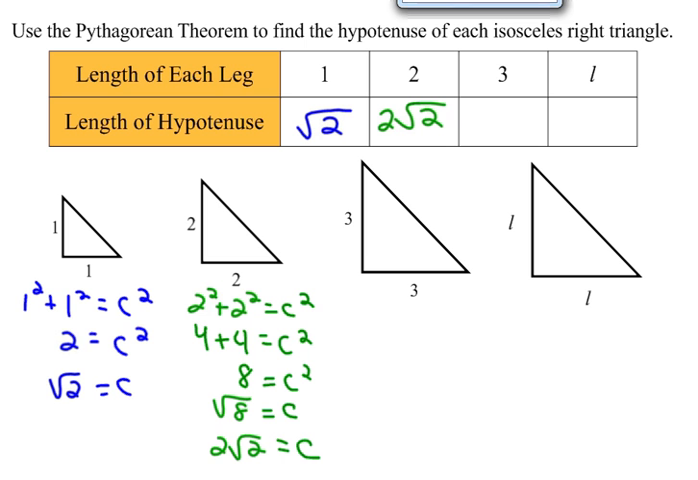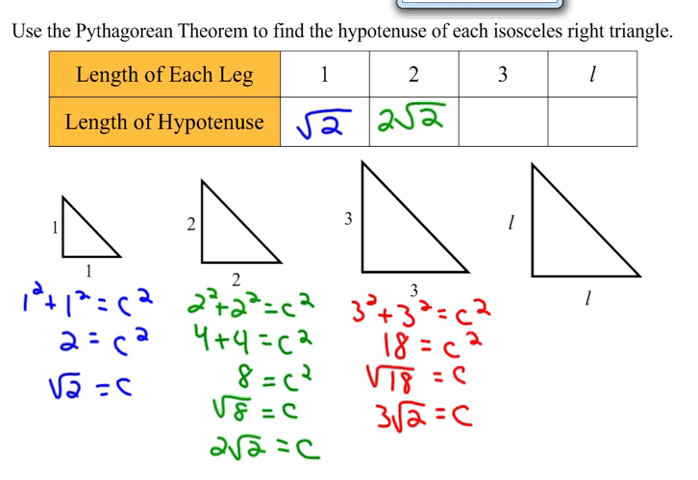In our third triangle, the legs are 3. So we'd have 3 squared plus 3 squared equals c squared. 3 squared is 9. 9 plus 9 is 18. So 18 equals c squared. C equals the square root of 18. But that can be simplified to the square root of 9 times 2. And the square root of 9 is 3, right? So 3 square roots of 2 equals c.